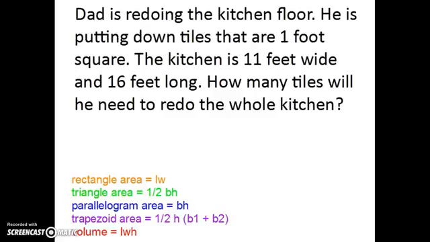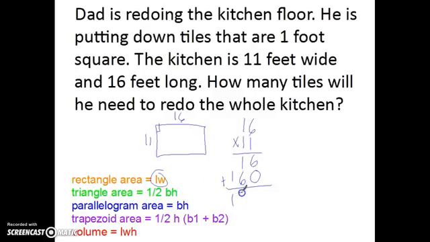Well, in this particular case, since they didn't tell us it's any kind of weird shape, the kitchen is just going to be a rectangle. So it's 11 by 16. Dad keeps putting down these 1 foot by 1 foot square tiles. So rectangle area is length times width. So 16 times 11. 6, 1. 6, 1. Add them together. 176 square feet. And the question asks me how many tiles will he need.